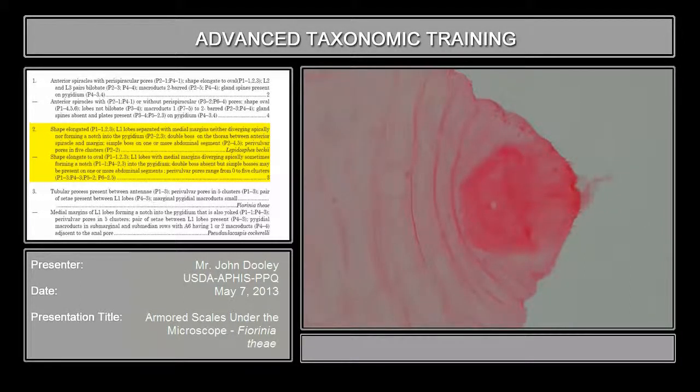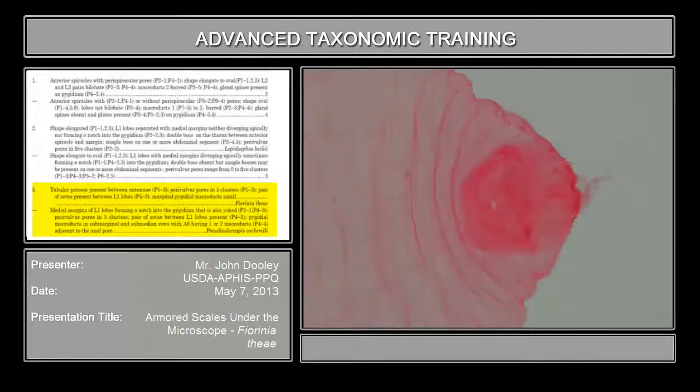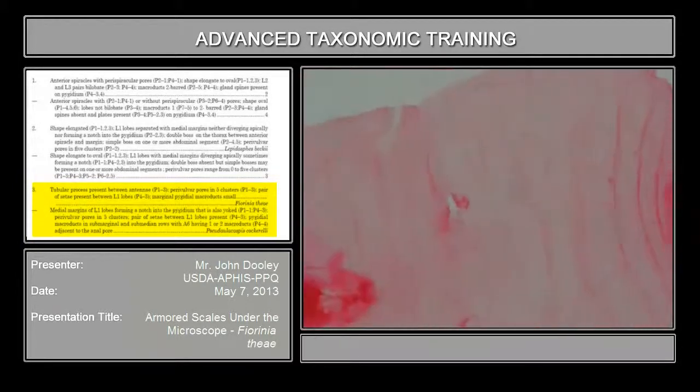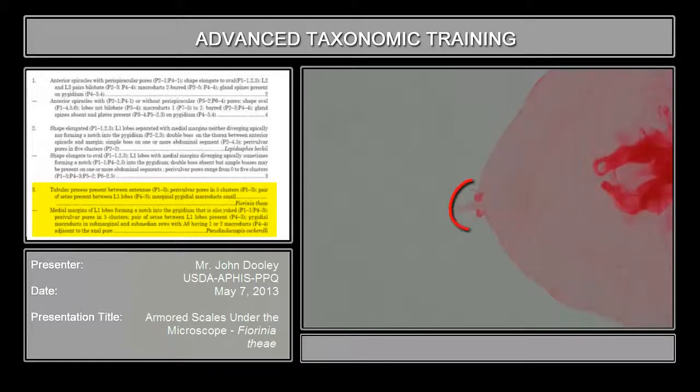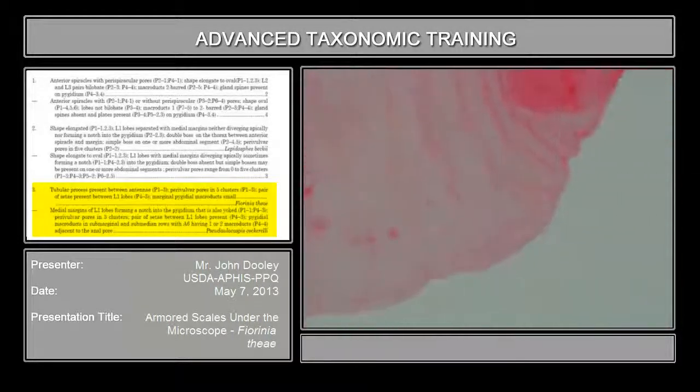So you go to number 3, tubular process between the antennae, as I mentioned before. On this particular one, you have this tubular process, and this will give you the species, which is Fiorinia theae. These are the antennae, which are very interesting. They're usually like tubercles with one seta coming out of them. And that's also very important. And then if you go, this is another character that's very important, and it's going to be hard to see.